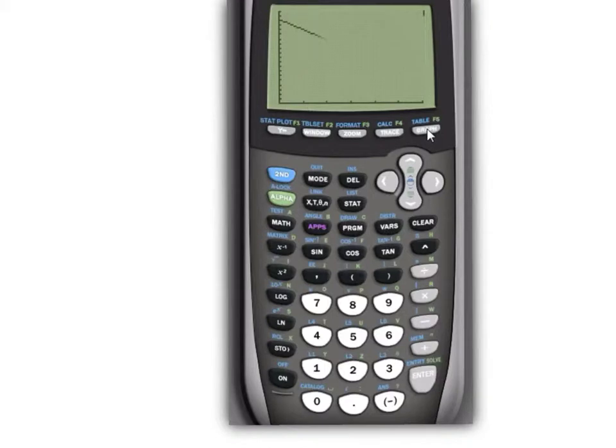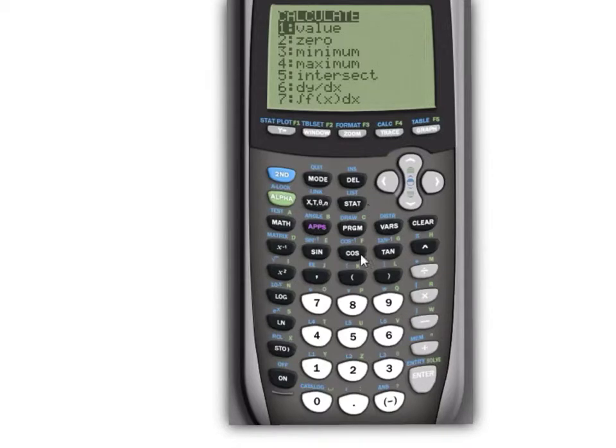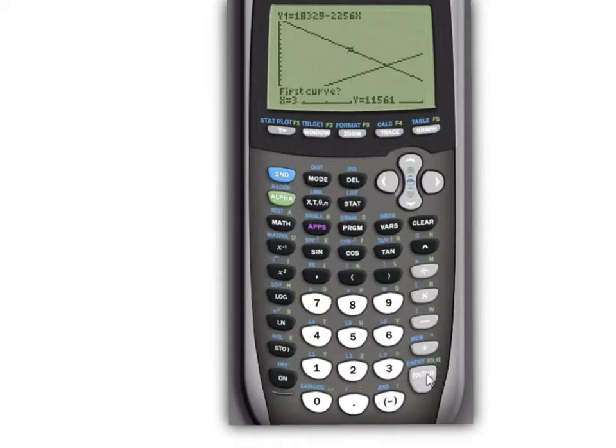So it's really important to be able to know how to set that window up to get a good viewing picture. And again, that's right here on this window key is where you can do that. And then once you have that, you do second trace and then the intersect command that we've seen before, and then you hit enter on the first curve and enter for the second curve. And then for the guess, just move the cursor close and hit enter again. And these are the solutions right here.